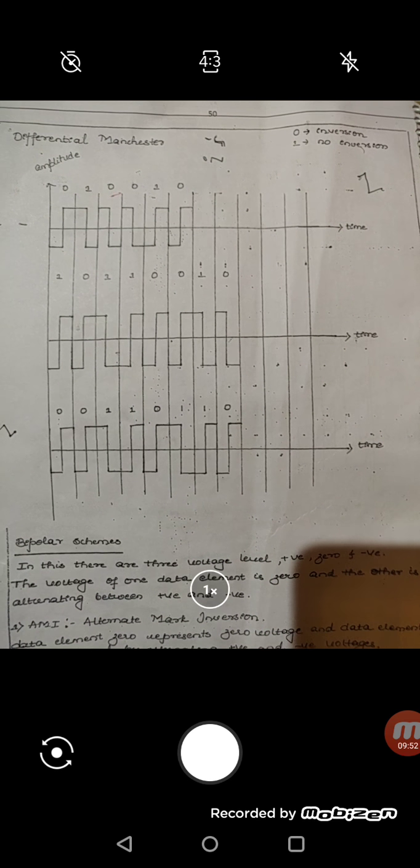So this is the end of line coding schemes. In line coding schemes we have unipolar and polar schemes. In the unipolar scheme we have NRZ. In the polar schemes we have RZ, NRZI, Manchester and differential Manchester.